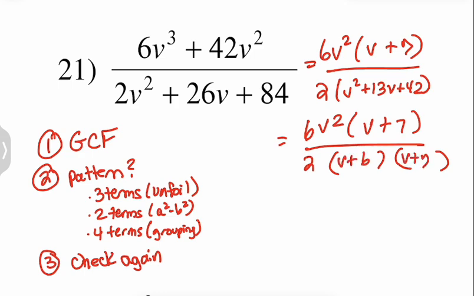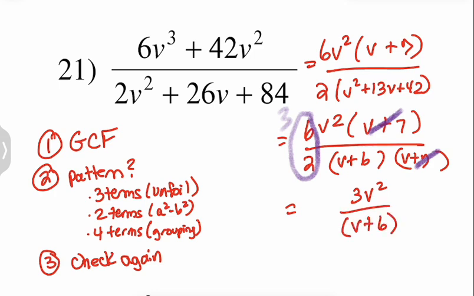And then let's just take a look at what factors we have in common that can cancel out. We got that v plus 7. That's a perfect match. We can take that out. 6 and 2: 6 is divisible perfectly by 2, or you can think they're both divisible by 2, however you want to do it. That would leave a 3 in the top. So our final answer in the top is where the 3 lives and the v squared lives, and then the v plus 6 lives in our denominator.